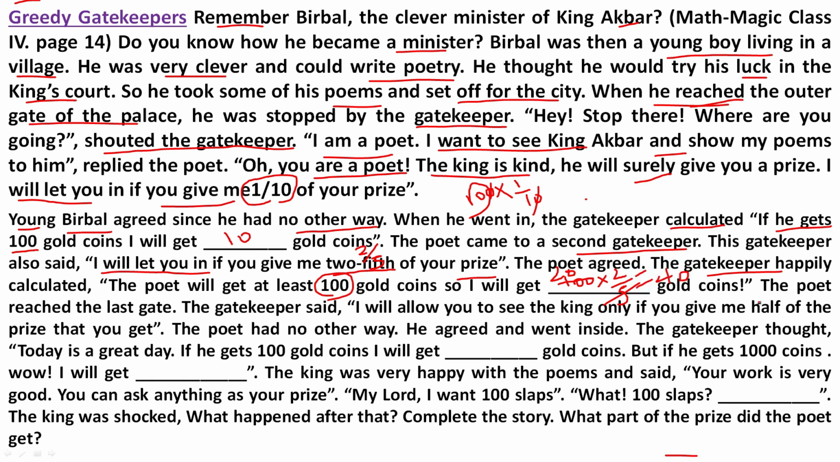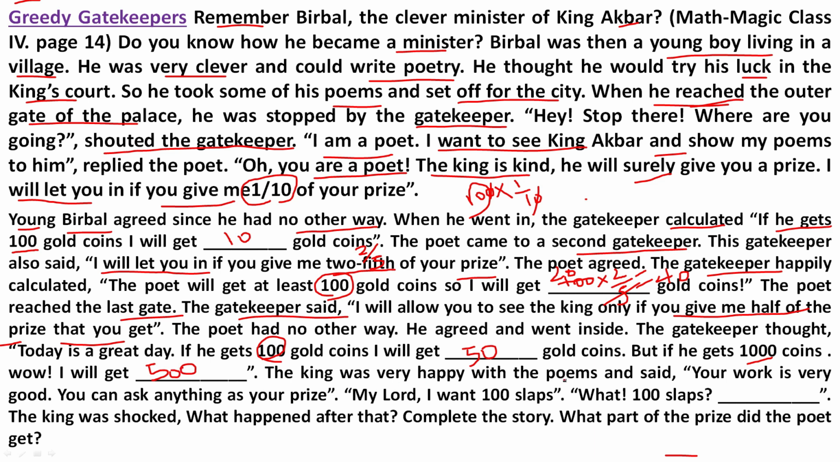He will get it. The poet reached the last gatekeeper, the third one. The gatekeeper said, I will allow you to see the king only if you give me half of the prize. That means out of 100, half of 100 is 50 gold coins. If he gets 1000 coins, I will get 500 definitely. If the king gives 1000, he will get 500.